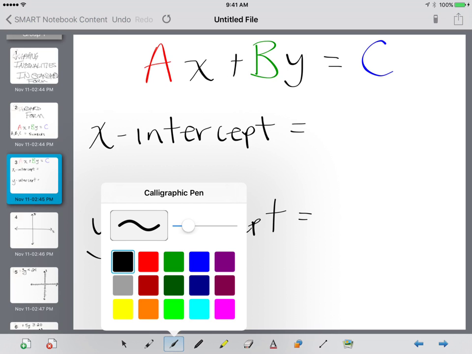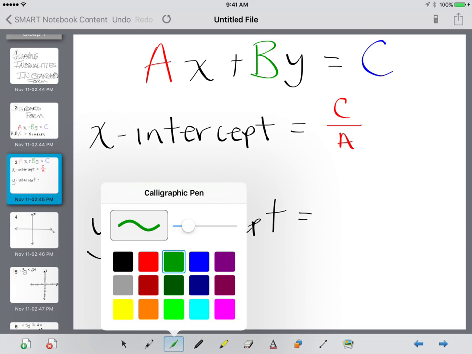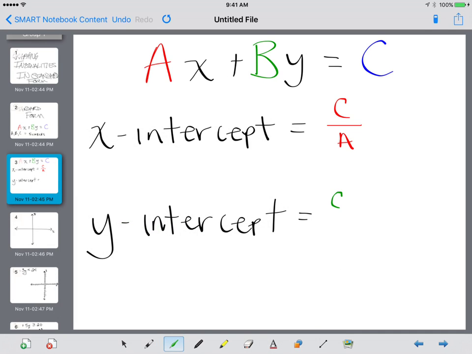The x-intercept represents where along the x-axis the line will cross. And we determine it by taking the numbers in our standard form. To find the x-intercept, we're going to take c divided by a. To give us our y-intercept, we're going to do c divided by b.